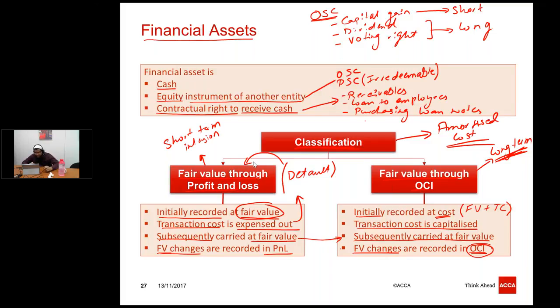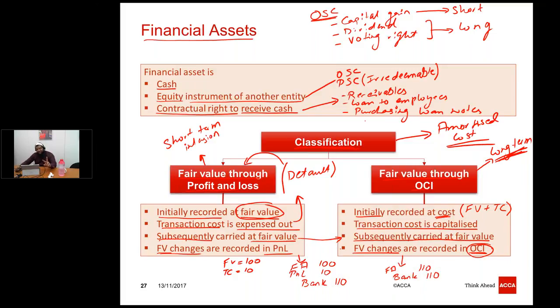Shiza Salim is saying transaction cost is expensed out, we will deduct from cost. No, Shiza, let me write down the entry. For example, the fair value is 100 and the transaction cost is 10. For fair value through P&L, the entry is financial asset debit by 100, P&L debit by 10, and bank credit by 110. That is: financial asset at fair value, transaction cost in P&L, and cash in total. But for fair value through OCI, the entry will be financial asset debit and bank credit by 110.